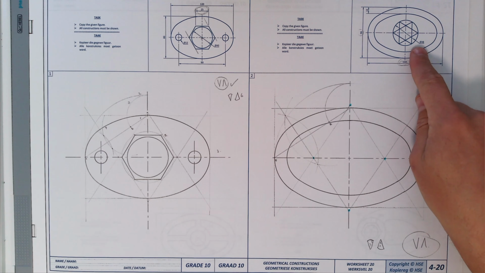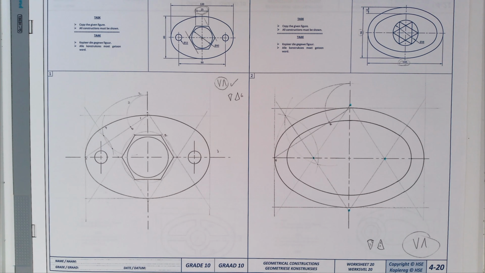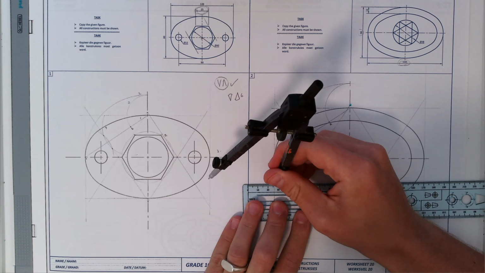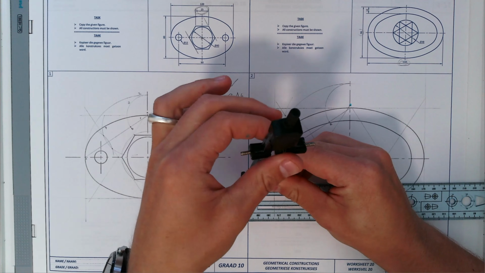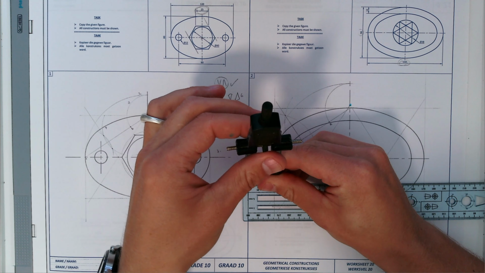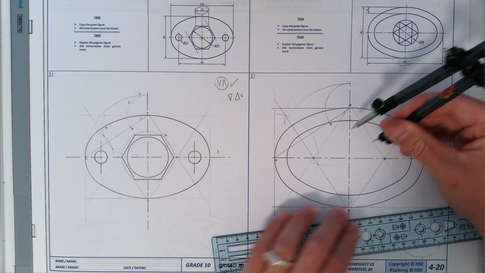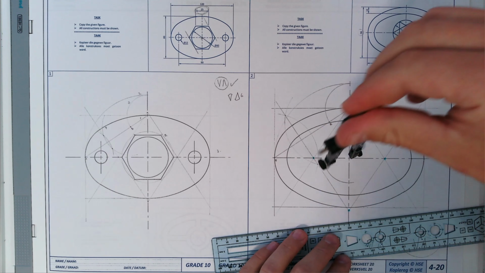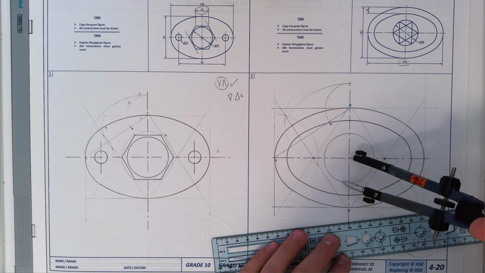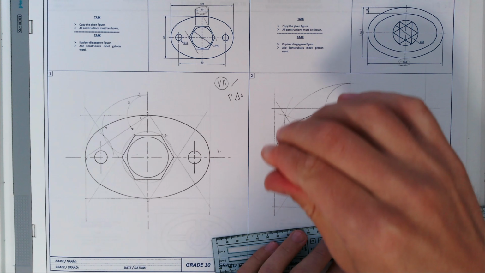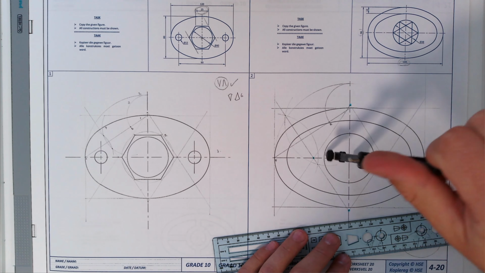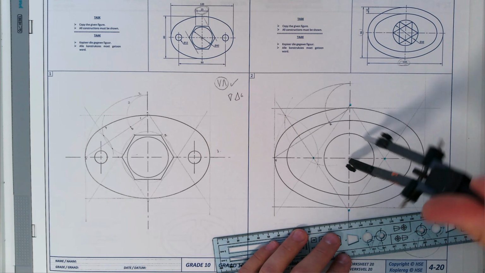And that has a diameter of 48. Half of 48 is 24. So I'm going to put my compass on 24 to put in that circle. 24. Sharp point in the middle. And we're going to put in that circle as a solid circle. Nice and dark. There's our circle.